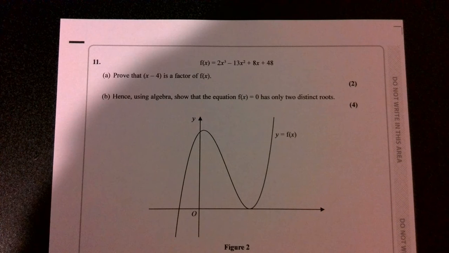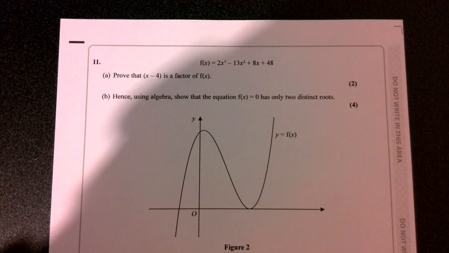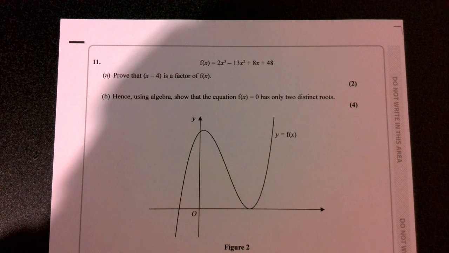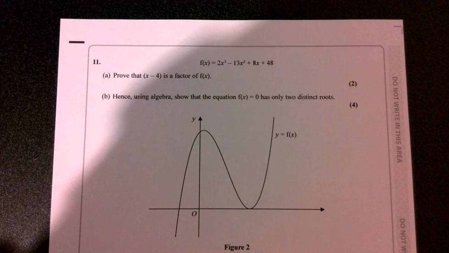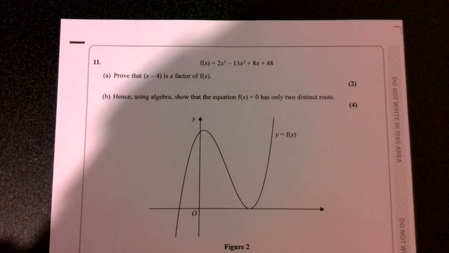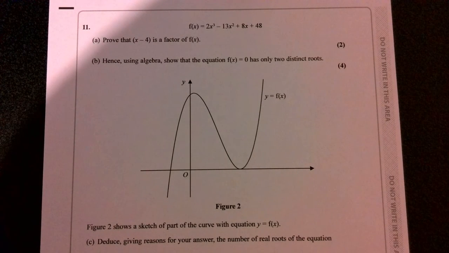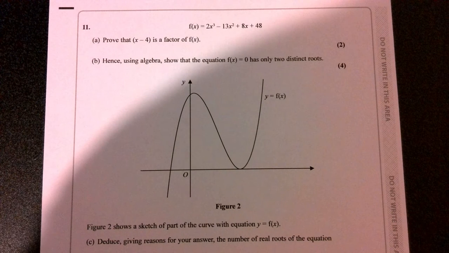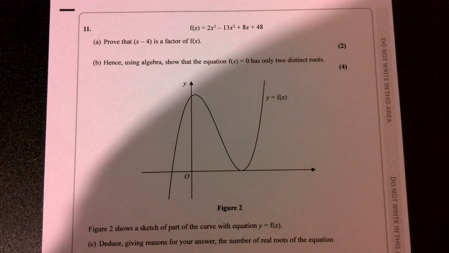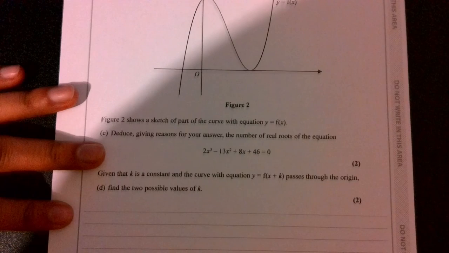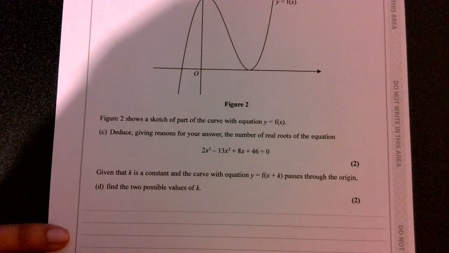Question 11. We have f of x which is equal to 2x cubed minus 13x squared plus 8x plus 48. We have to prove that x minus 4 is a factor of f of x. Now to do this question, it's quite easy. All we have to do is substitute 4 into f of x, and if we get a value of 0, we can then conclude that x minus 4 is a factor of f of x.